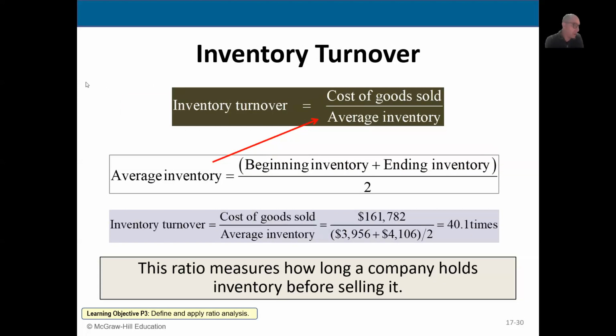Inventory turnover. How quickly am I selling my inventory? That's what this ratio tells me. To find this, we take the cost of goods sold divided by average inventory. There's that word average again. Beginning balance inventory plus ending balance inventory divided by 2. Average inventory.